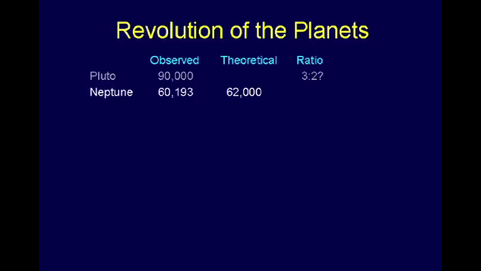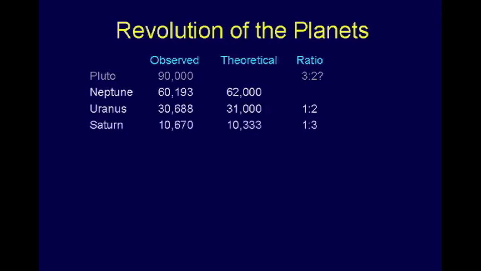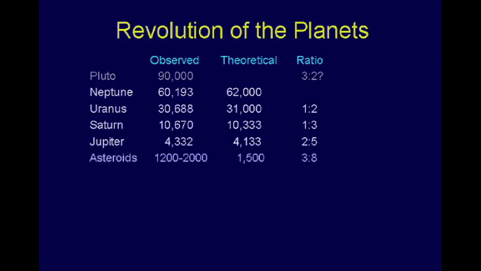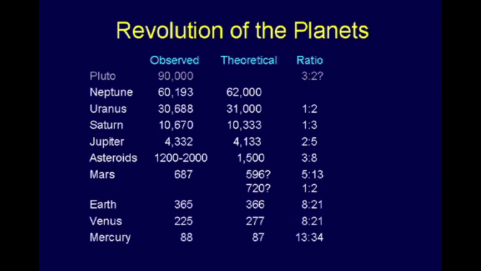But here's the one that blew me away. I was reading up on this, and I thought, that's kind of weird. If you look at the revolution of the planets in our solar system, you got Neptune. Pluto is a problem for a number of people. I won't get into that here, but you got Neptune, Uranus, Saturn, Jupiter, the asteroid belt, Mars, Earth, Venus, and Mercury. If you adjust the observed orbits just slightly to what I'll call here the theoretical orbits, each one is a Fibonacci ratio to the previous one.